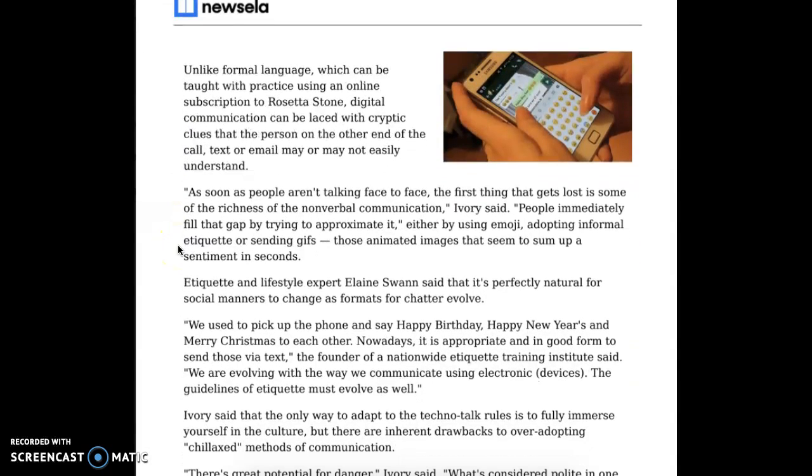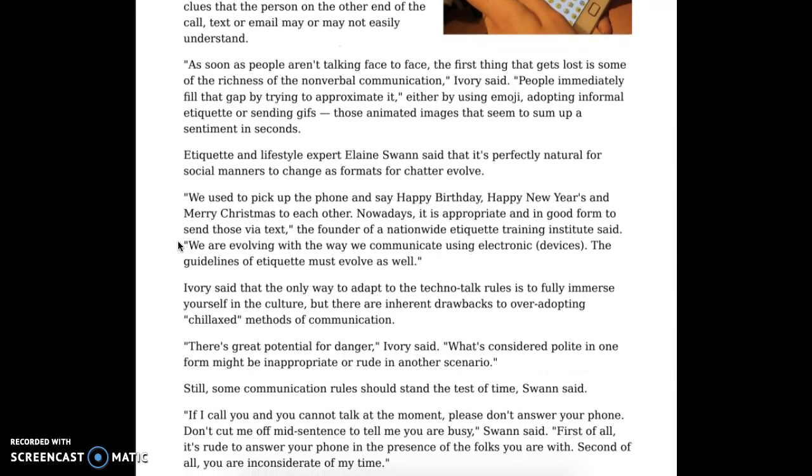Unlike formal language, which can be taught with practice using an online subscription to Rosetta Stone, digital communication can be laced with cryptic. Cryptic is a vocab word. Clues that the person on the other end of the call, text, or email may or may not easily understand. As soon as people aren't talking face-to-face, the first thing that gets lost is some of the richness of nonverbal communication, Ivory said. People immediately fill that gap by trying to approximate it, either by using emoji, adopting informal etiquette (etiquette is a vocab word), or sending GIFs, those animated images that sum up a sentiment in seconds.